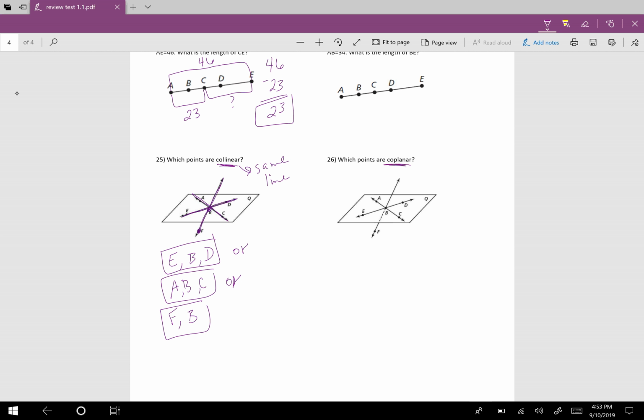Okay, now over here, number 26, coplanar. They're asking which points are on the same plane. Okay, so which ones are on the same plane? Basically, what is all inside this rectangle? Well, we have A, B, C, D, and also E. Okay, this Q over here is not a point because there's no dot. And then F is not coplanar because it's not inside this rectangle. So A, B, C, D, and E. And the main point of these two questions is that collinear means same line and coplanar means same plane. So you need to know those definitions.